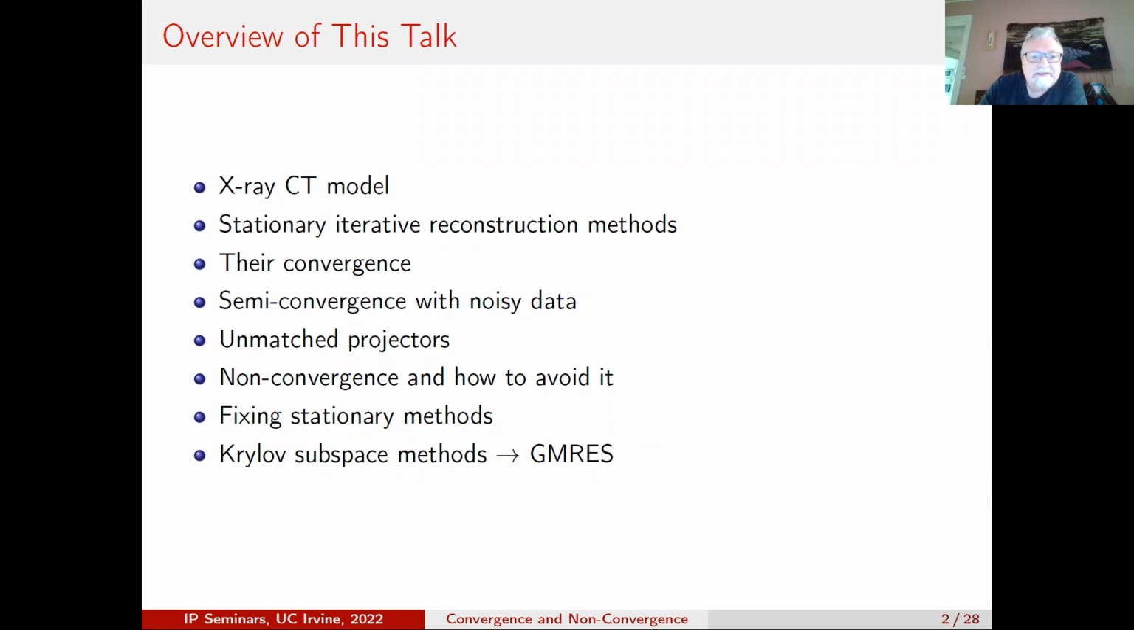And then the second part of the talk is related to what I call unmatched projectors. Of course, I will tell you what that is. And that can give rise to new interesting difficulties, you could say. For example, non-convergence of these methods. And I'll talk about what to do, how to fix the convergence. And finally, I will talk about Krylov subspace methods, and in particular, the GMRES method.